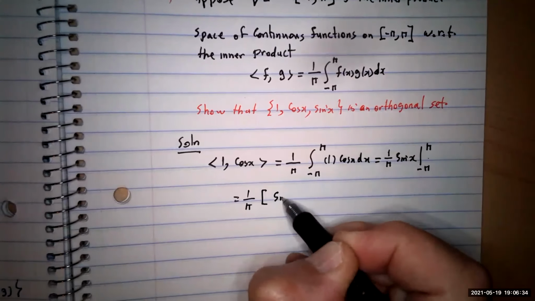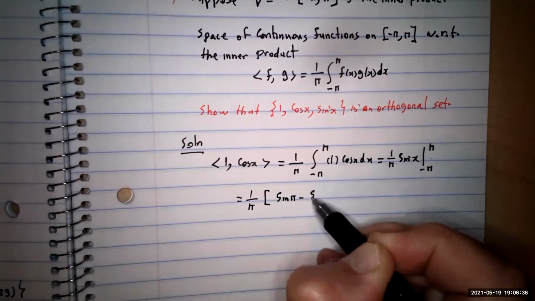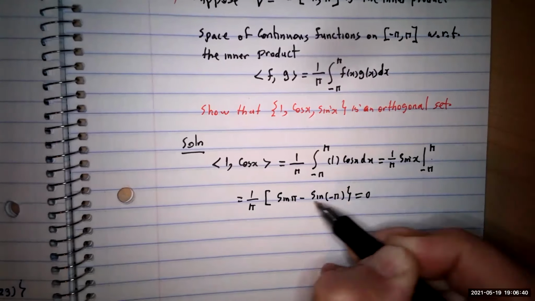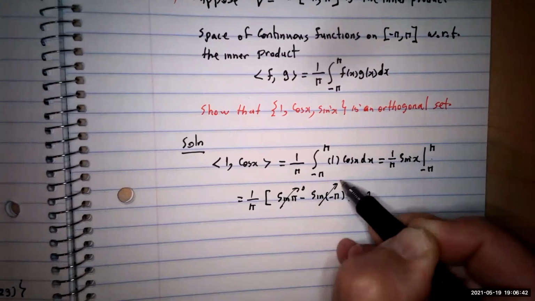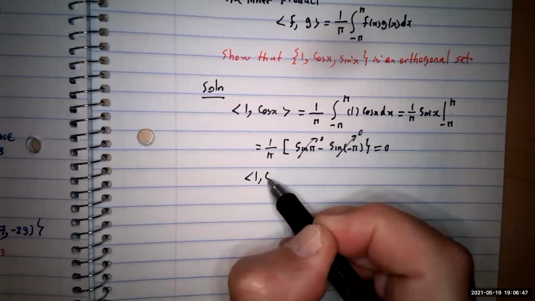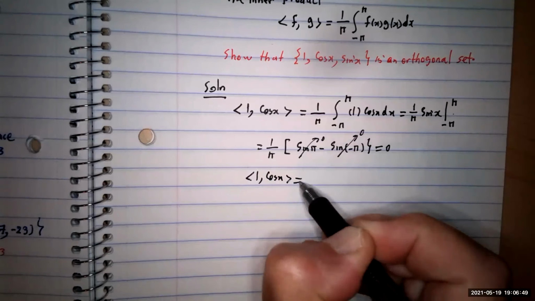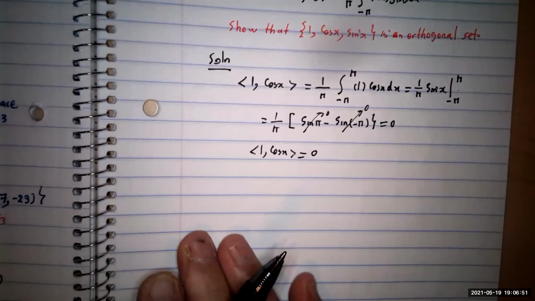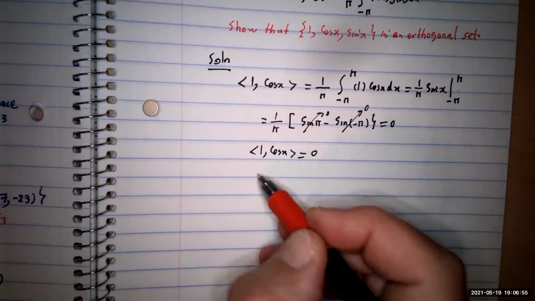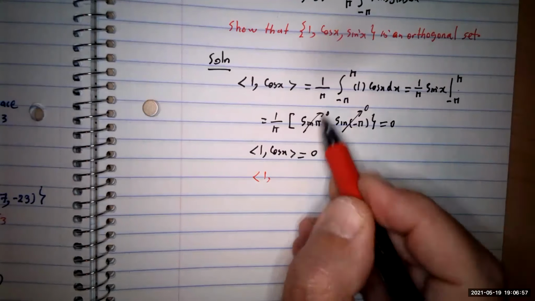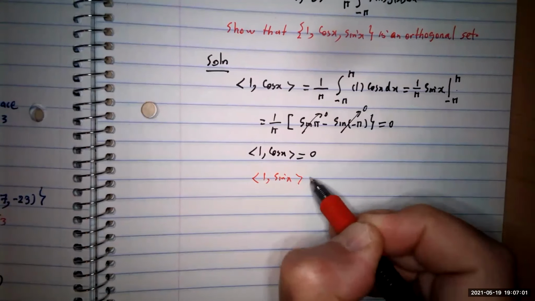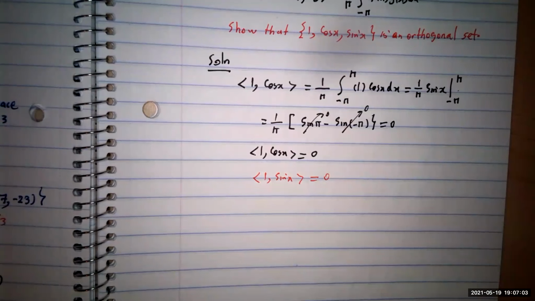And just write it down so that you know. What does it mean? It's the sine of pi minus the sine of negative pi, and you know that sine of pi and negative pi is 0. So these two, 1 and cosine of x, are going to be orthogonal. Okay, and the other one is the same. Similarly, you get 1 and the sine is similar. It's going to be equal to 0.